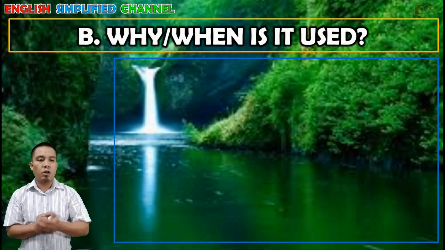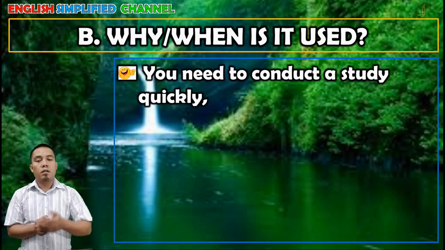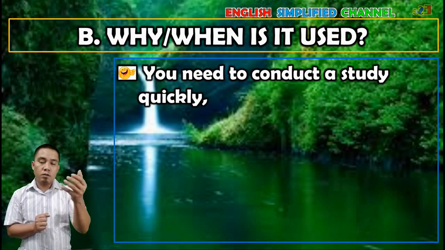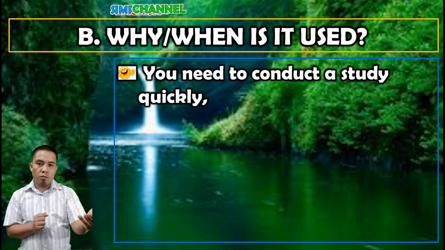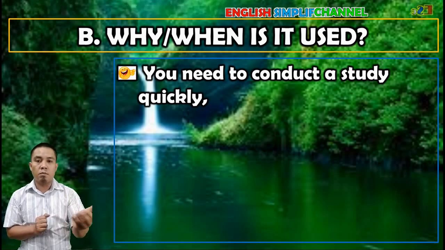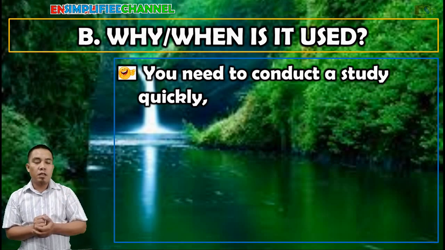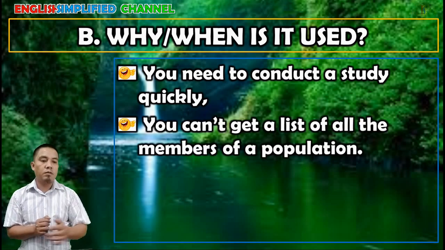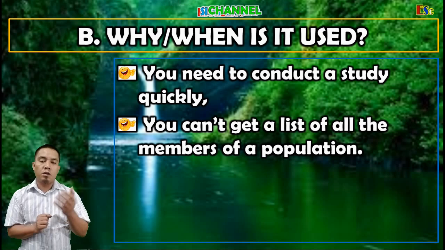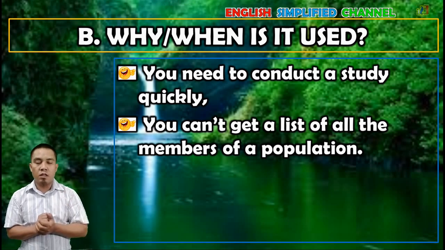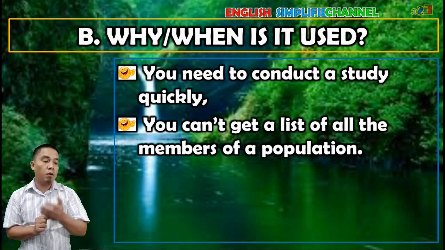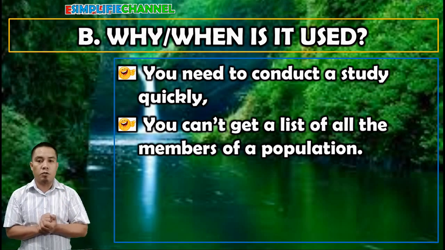The next question is why and when this type of sampling is used. Normally, the researcher takes the sample by the convenience sampling technique when he or she needs to conduct a study quickly. The other reason for choosing the sample by this technique is when you as the researcher can't get a list of all the members of the population.